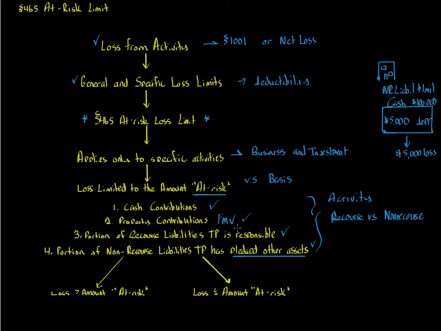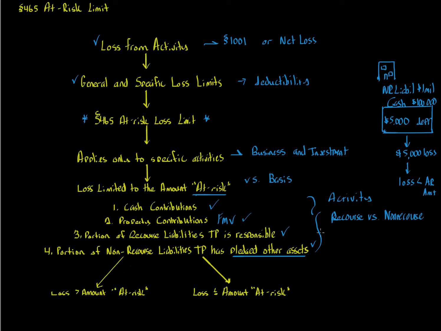There's no recourse liabilities, but we do have a non-recourse liability. Now, let's assume the non-recourse liability, there's no assets pledged. All right, no assets are pledged by the taxpayer. I know it sounds very unrealistic, but just bear with the example. So the taxpayer has an at-risk amount of $100,000, the amount of cash. And their $5,000 loss, that's going to be great. The loss is going to be less. So the loss is less than the at-risk amount for the year.